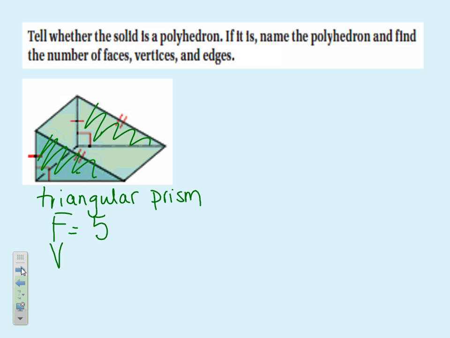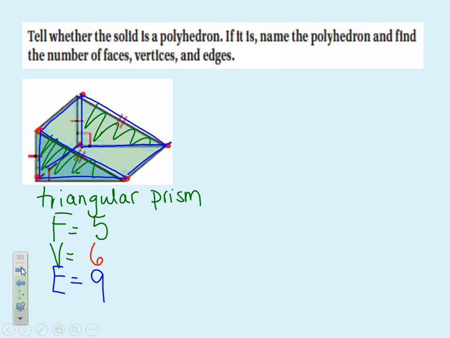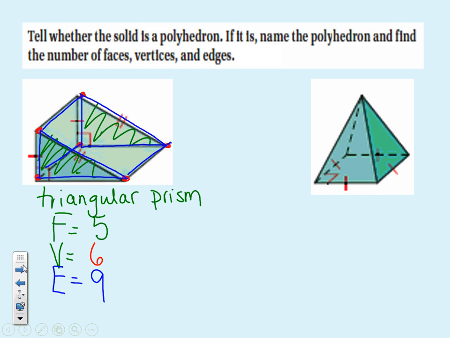Then if we look at vertices, vertices are those pointy corners. 1 pointy corner, 2, 3, 4, 5, 6. There are 6 vertices. And now edges. Edges are those lines that we would use to draw. 1, 2, 3, 4, 5, 6, 7, 8, 9. So 9 edges total. So we just counted, we said what he was called, and then counted those beautiful faces, vertices, and edges.